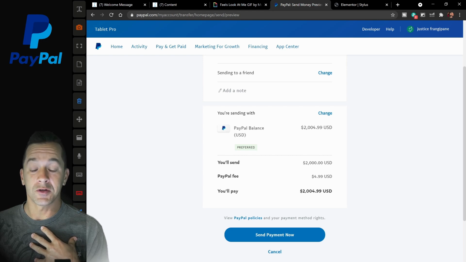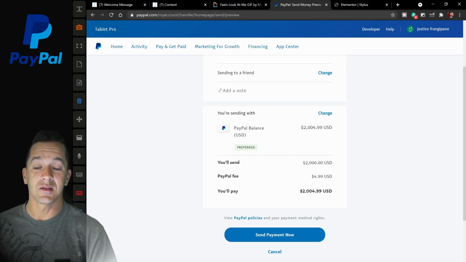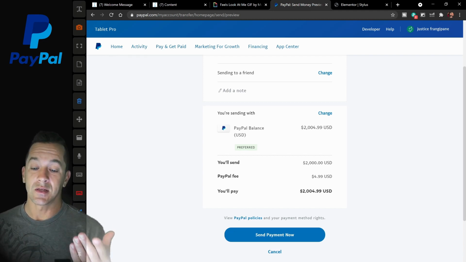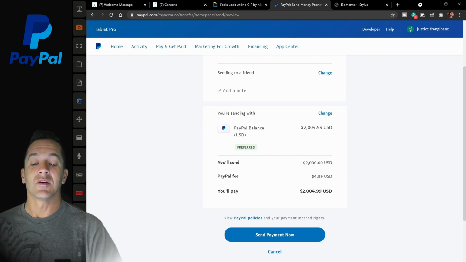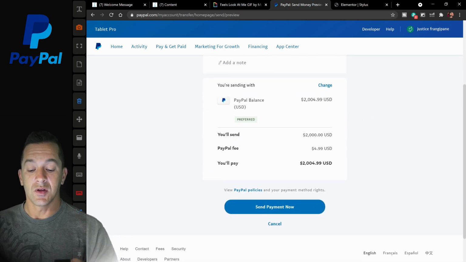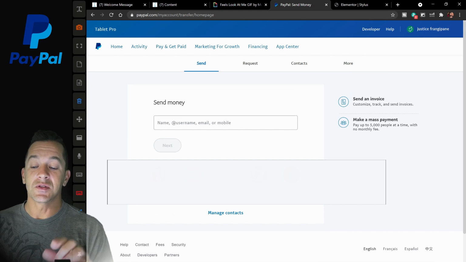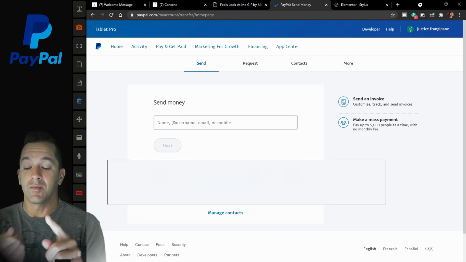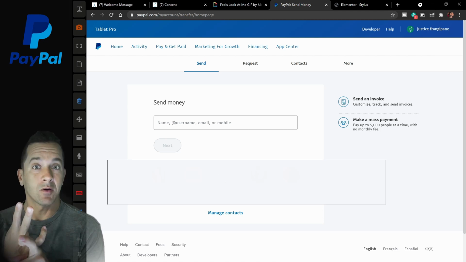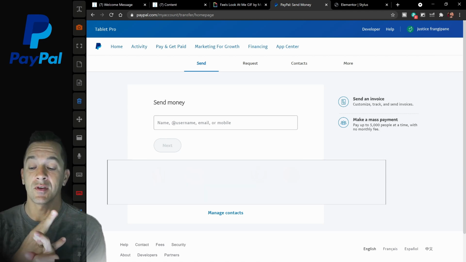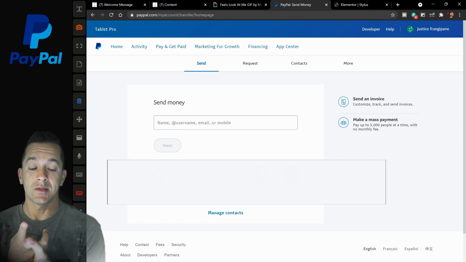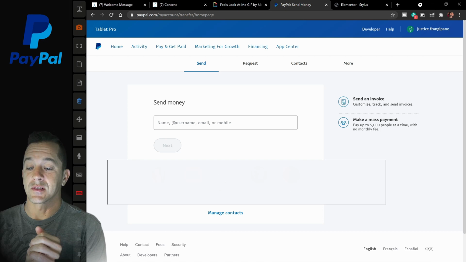If you know the person and you're not worried about getting scammed, if you feel comfortable sending this person money, send it as friends and family from the same currency to the same currency, and use either your linked checking account, not your debit card, not your credit card, not PayPal credit. All of those will charge you a significant fee. Your linked checking account or your PayPal balance.